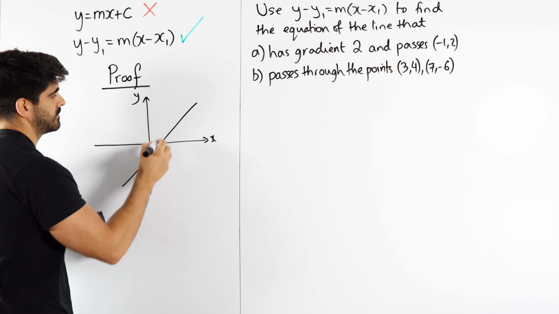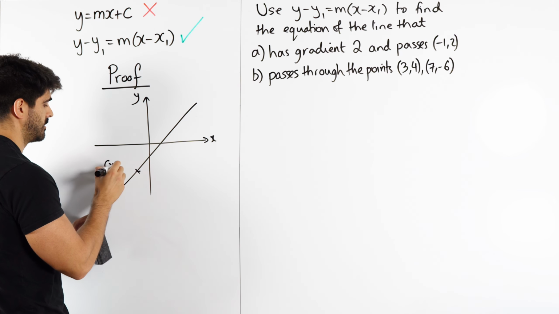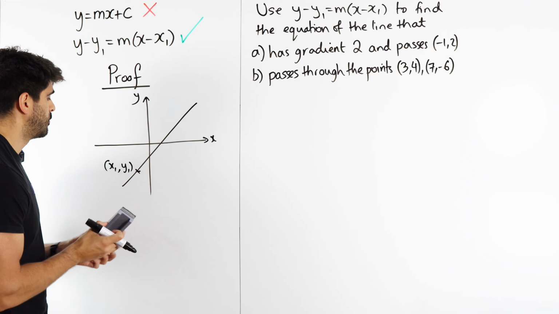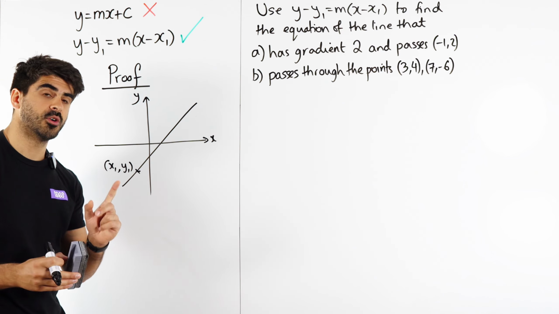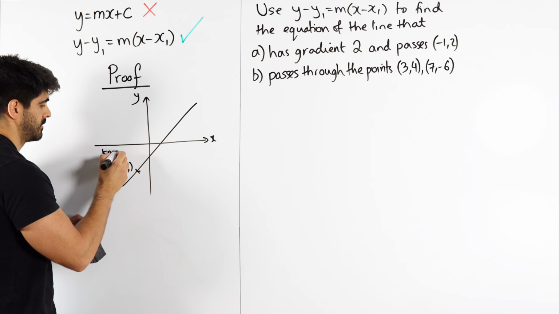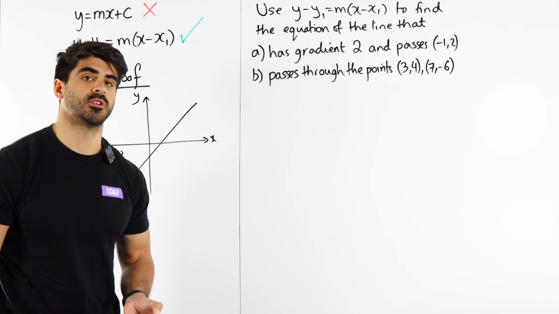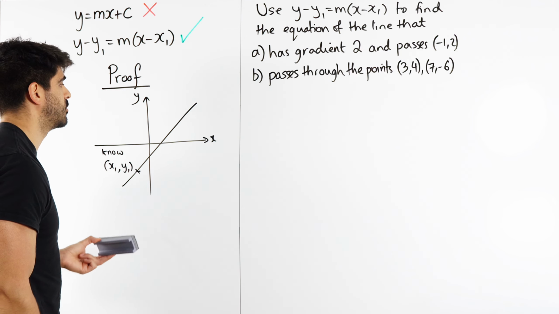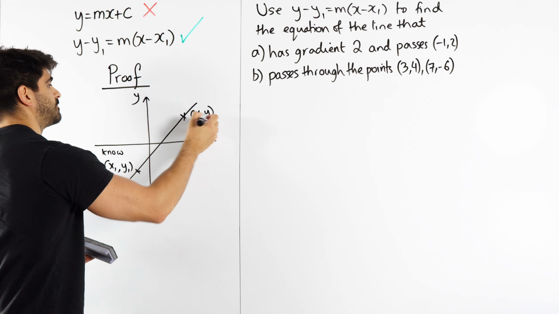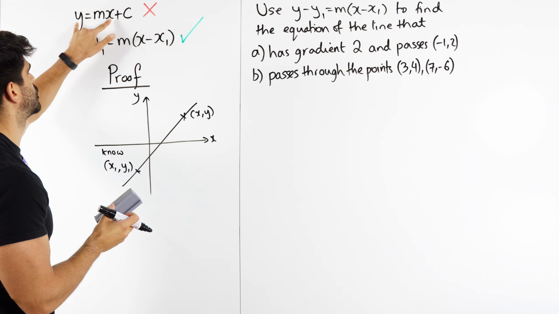I'm going to call it x1, y1. So in maths, we call this coordinate that we know x1, y1. Yeah, so we know this. Then we need a generic coordinate, a coordinate that could have gone anywhere. I'm going to put that here. That is your xy, the same xy that you have in your y equals mx plus c. That's generic.